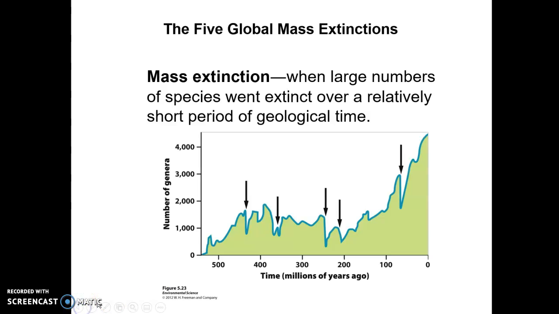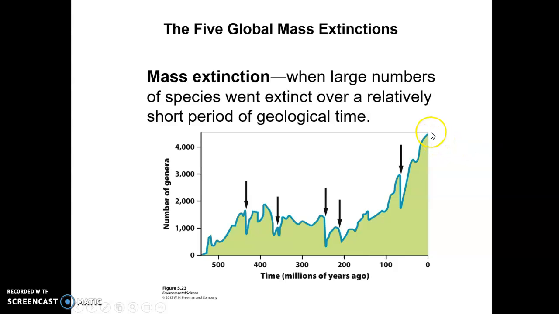And that's shown in this graph here. Here we are at time 0 and going back millions of years ago, all the way to 500 million years ago, and here we have the number of genera. Species are divided or classified, and the bottom two levels are genera and species. So this is one level up from a specific species, but pretty close.